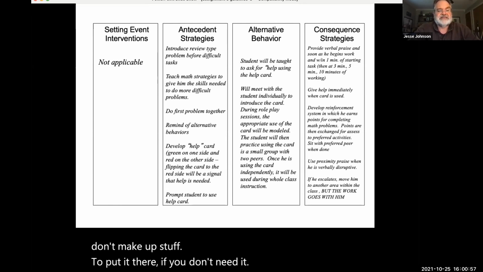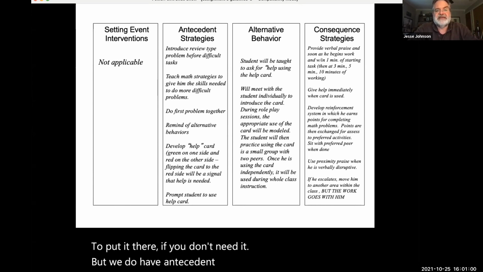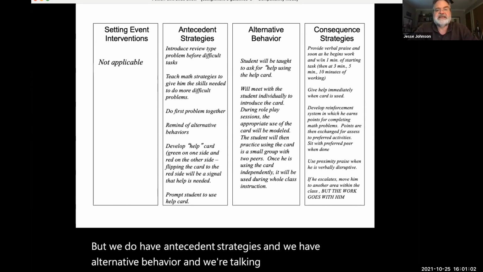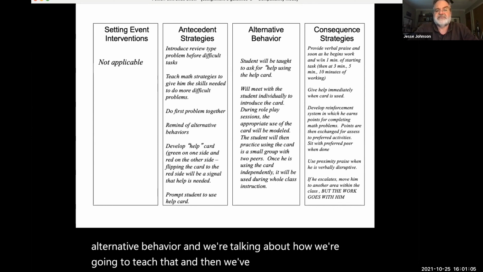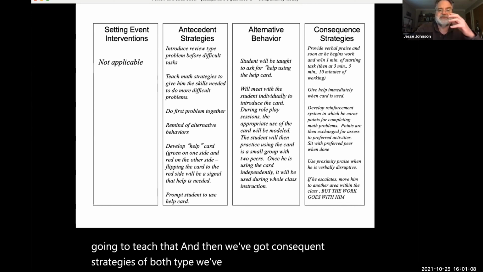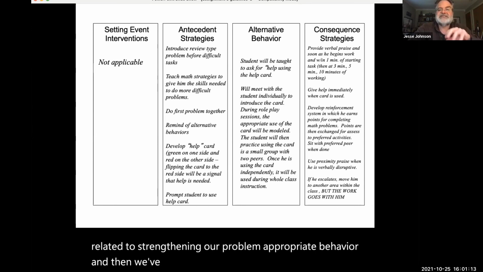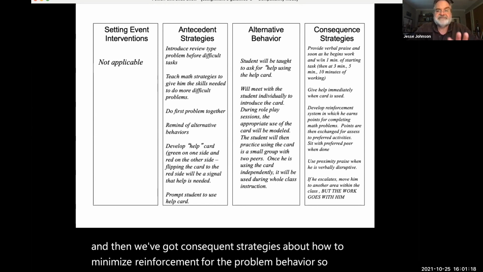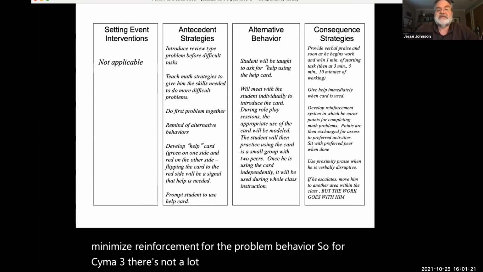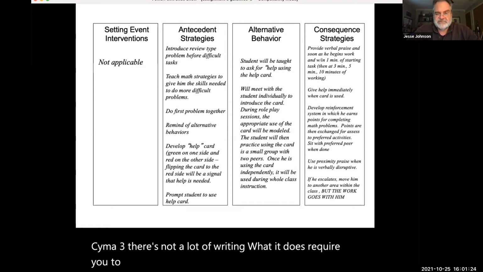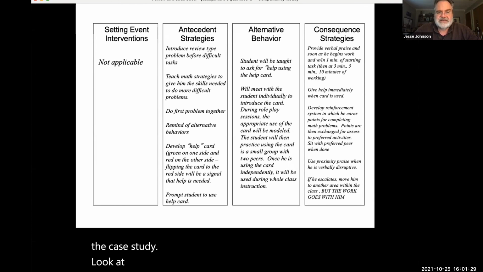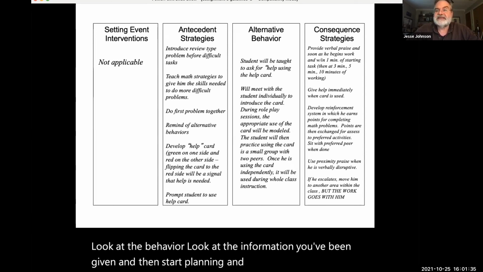But we do have antecedent strategies, and we have alternative behavior, and we're talking about how we're going to teach that. And then we've got consequence strategies of both types. We've got consequence strategies related to strengthening appropriate behavior. And then we've got consequence strategies about how to minimize reinforcement for the problem behavior. So for assignment 3, that's it. There's not a lot of writing. What it does require you to do is to dig into the data in the case study, look at the behavior, look at the information you've been given, and then start planning an individualized intervention that you would do.